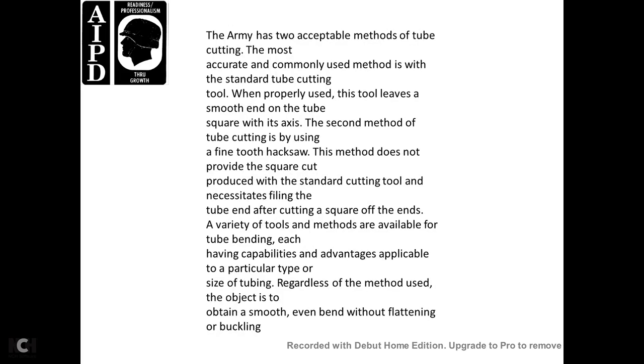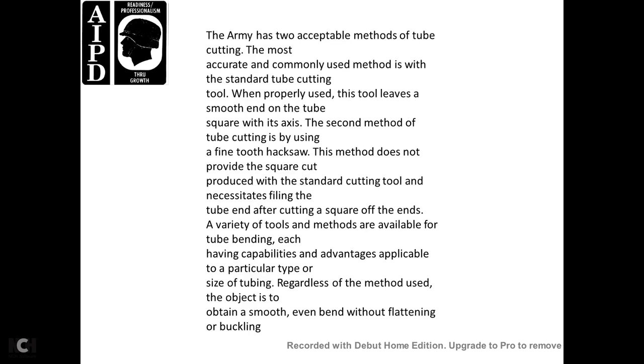There are two acceptable methods of tube cutting. The most accurate and commonly used is the standard tube cutting tool. Properly used, the tool leaves a smooth end of the tube, square to the axis. The second method of tube cutting is using a fine-tooth hacksaw. This method does not provide a square cut, but unlike the standard cutting tool, it necessitates filing the tube after cutting to square off the ends.